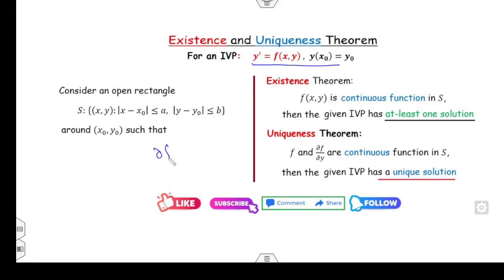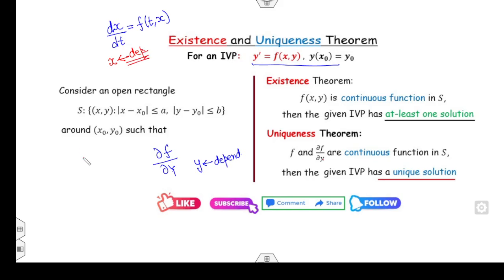Make sure, students, it is the del f upon del y. Here y is my dependent variable. Fine. As I told you in the beginning, if somebody uses the initial value problem, dx by dt is f of t comma x. So can you let me know what is the dependent variable? x is my dependent variable.